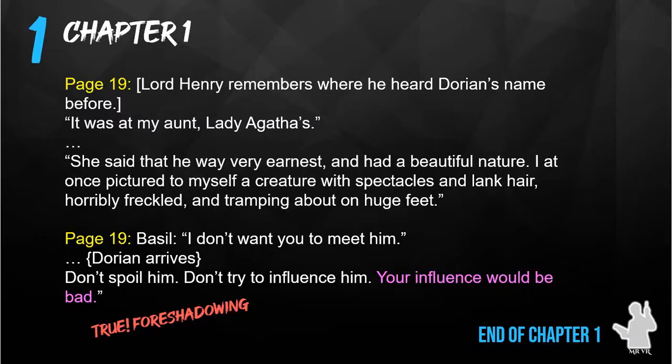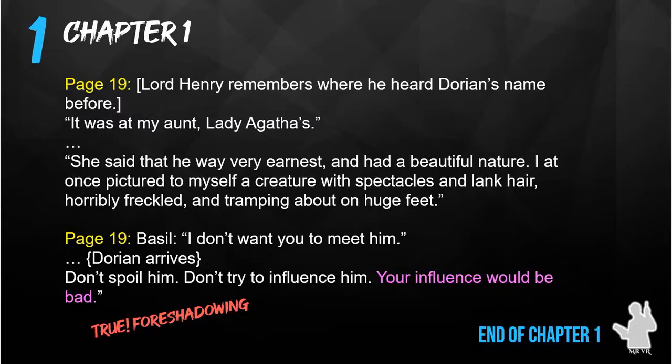So according to Lord Henry and the theory that we discussed in the previous few slides, if somebody is a good person, has a good character, friendly, helpful, kind, well-mannered, etc., they're probably not good looking. And that's obviously very, very wrong. But Lord Henry is saying, well, that's the type of person that I pictured as soon as she said beautiful nature. Basil says, I don't want you to meet him.